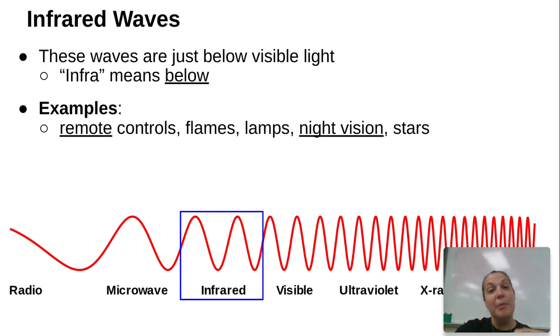Some examples: remote controls use infrared waves. Flames: not only are they producing visible light that we could see with our eyes, but flames are also releasing infrared waves. Lamps, night vision goggles, those use infrared waves that are being released by different objects and bouncing off to see what's happening. And again, stars also give off infrared waves.